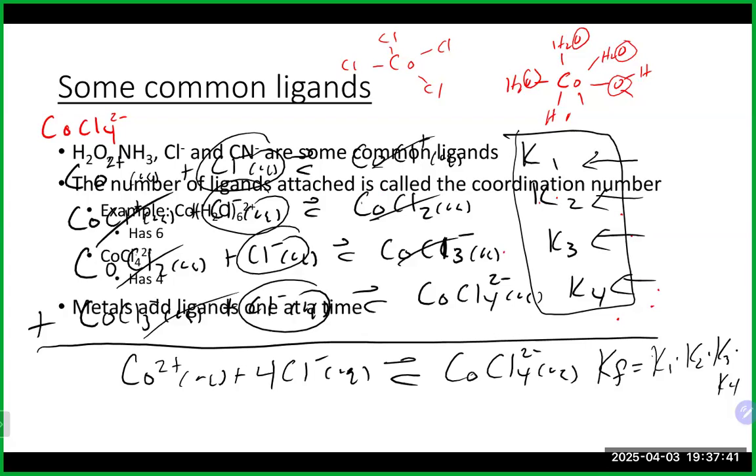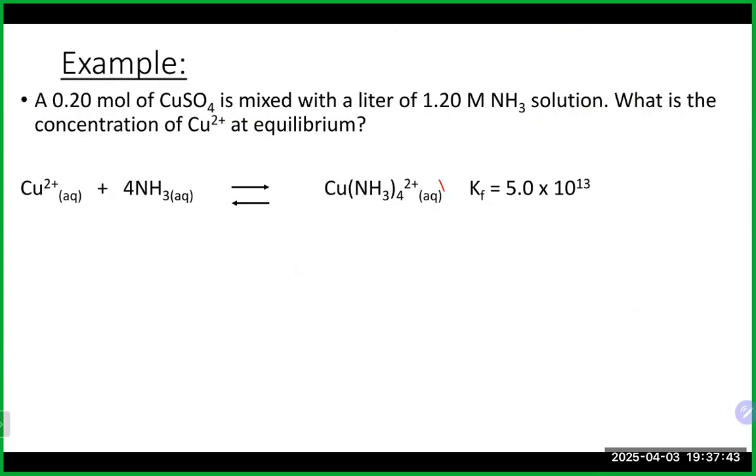All right, so let's take a look at one together just to show you a little bit of the difference in the type of calculation that we do with these. In this case, we're going to take 0.2 moles of copper 2 sulfate mixed with a liter of 1.2 molar ammonia, and we want to know what is the free copper 2 concentration at equilibrium. We're going to assume in this question that all the volumes will be 1 liter. We don't always do that, and sometimes you do need to take into account the volume. But for this first example, we're just going to assume that.